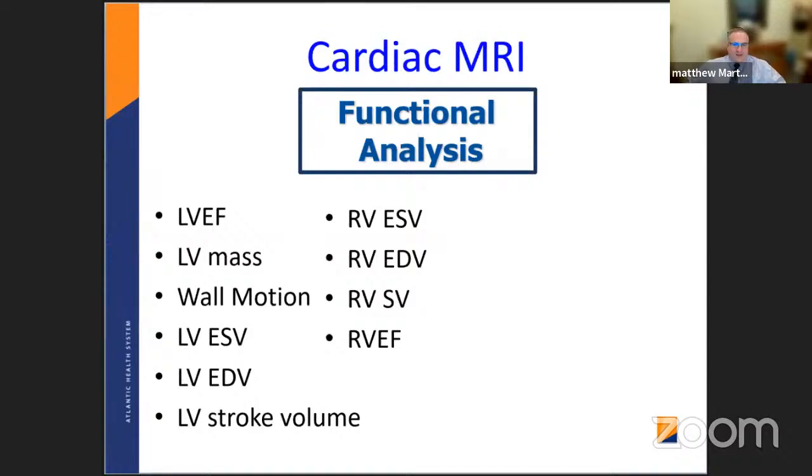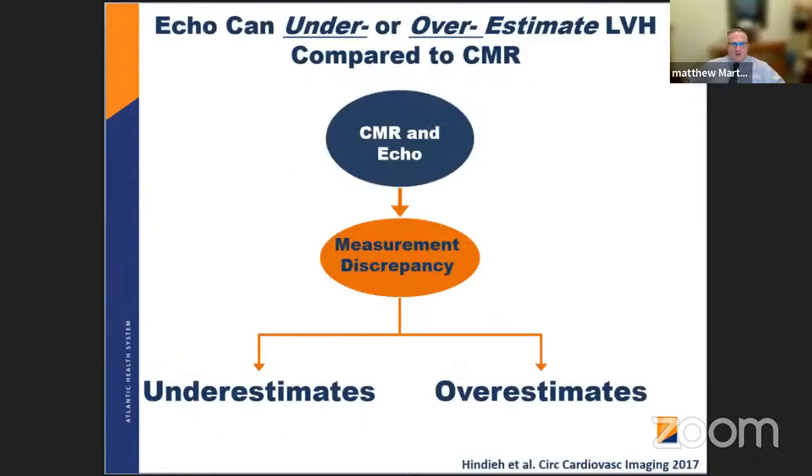And the functional analysis for MRI is really unmatched. It is the reference standard for LV ejection fractions, for mass, for wall motion, for right-sided stroke volume, for volumes on the right side and the left side, and really has become an important way we evaluate cardiovascular disease as a whole, but clearly in athletes as well. Because as we know, echo can both under and overestimate hypertrophy compared to cardiac MRI.